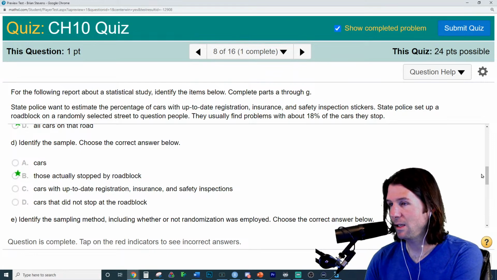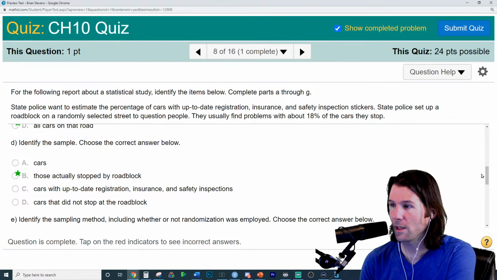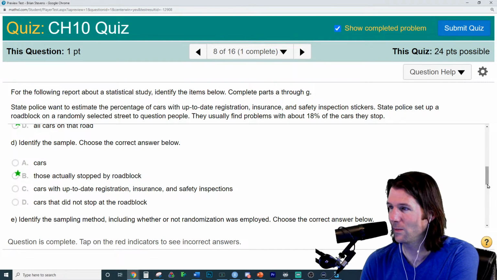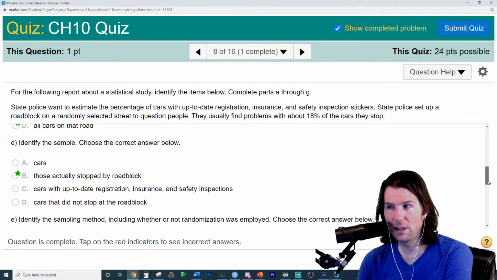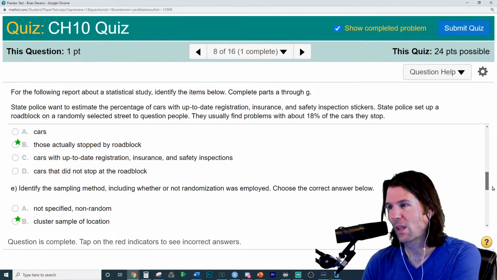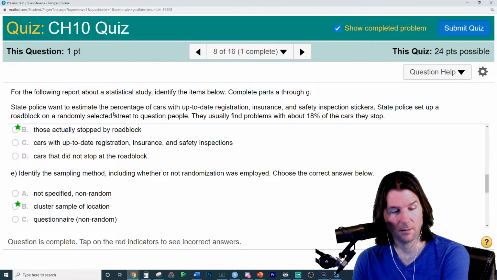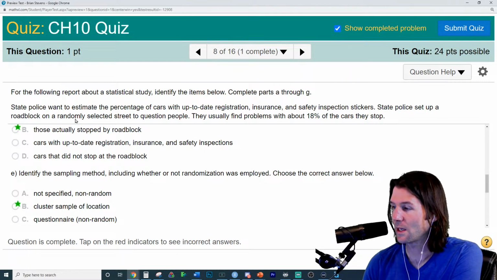Identify the sampling method. It says random. I would say this is undefined random because they don't really talk about how they've done it here. They just say it's random. So I'm going to say it's cluster at location. Are they stopping all the cars? They really need to say they stop all the cars.